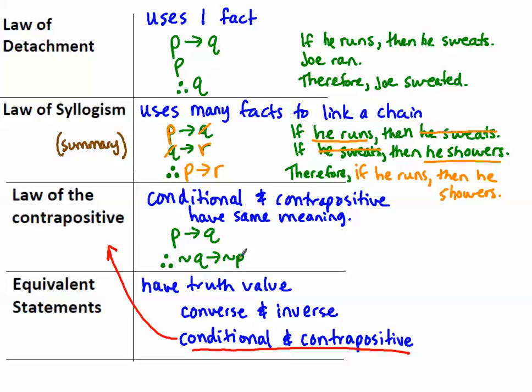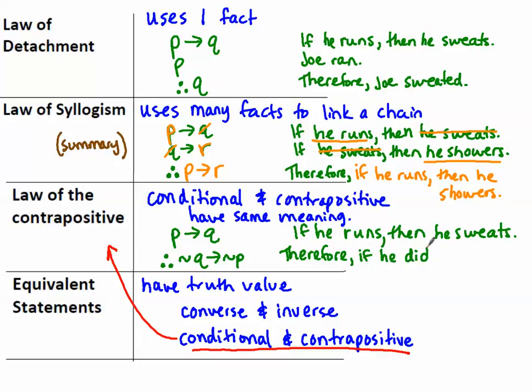Now, what does it look like using words? If he runs, then he sweats. If that's a true statement, I can conclude with, so anytime we make a conclusion, we say, therefore, if he did not sweat, then he did not run. And there you have your logic in a nutshell.